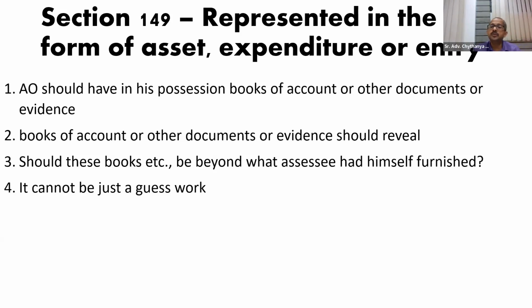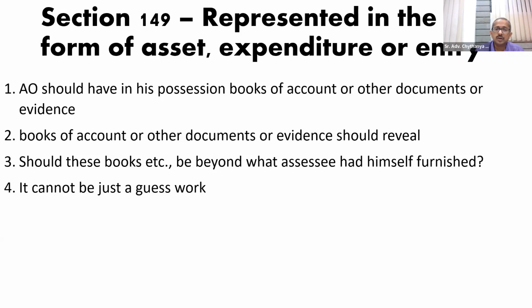He should have in his possession books of account or other documents or evidence. He should have in his possession this. So it cannot be just hearsay or whatever. So books of account and other documents or evidence should themselves reveal, not his ipse dixit. Documents should speak. The question is, should these books, etc., be beyond what assessee had himself furnished?